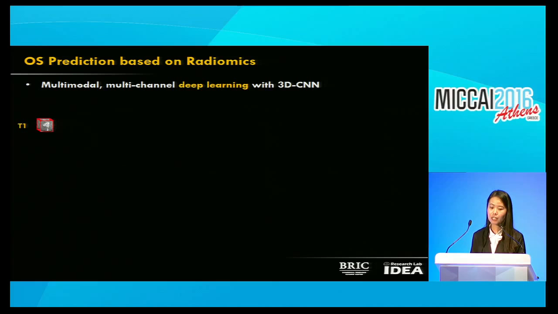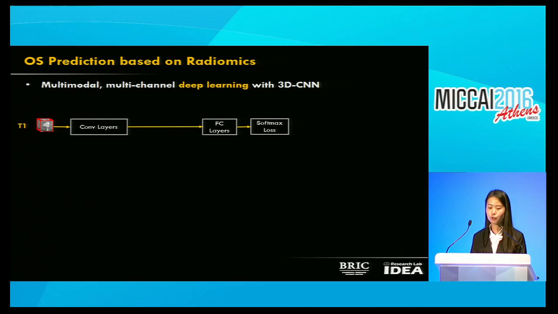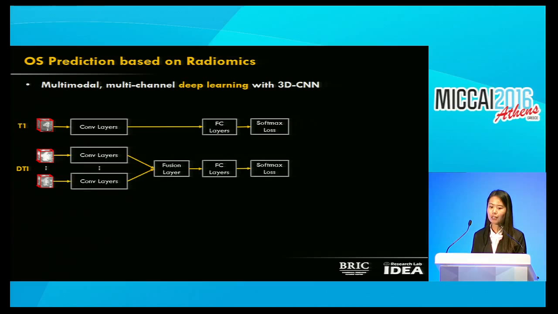For T1 data, we use a 3D CNN model, which includes convolutional layers, fully connected layers, and the softmax loss function to predict the survival time and learn better high-level features. For multi-channel DTI images, we use a multi-channel 3D CNN model. In this model, a fusion layer enables the multi-channel DTI images to support each other to learn high-order features, which are able to better support predicting the survival time. Similarly, for multi-channel functional MRI, we also use a multi-channel 3D CNN model.